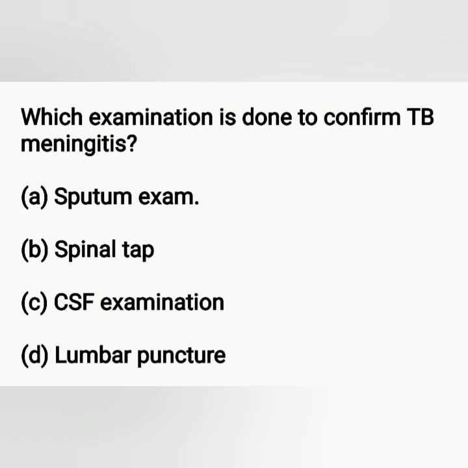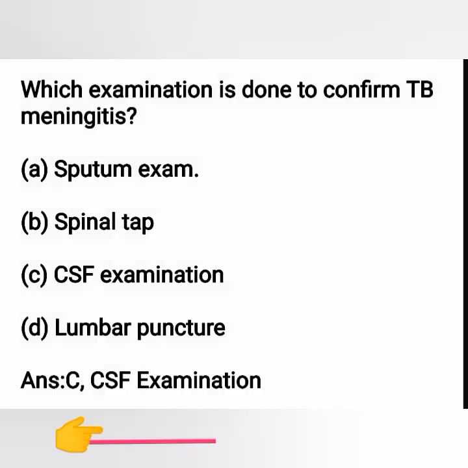Options: option A sputum examination, option B spinal tap, option C CSF examination, option D lumbar puncture. Question, which one is the confirmative test for TB meningitis? The correct answer is CSF or cerebrospinal fluid examination. Option C is the correct answer. Move on to the next question.